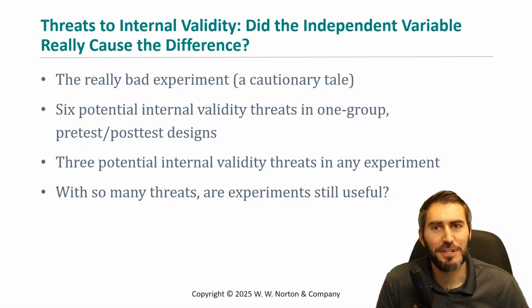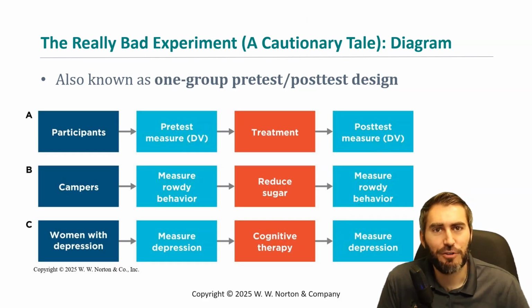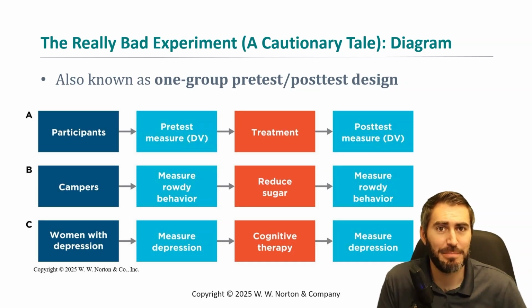So let's talk about the first main section, threats to internal validity. Listed here are the subsections we'll cover. We'll talk about an example of a really bad experiment, or a tale of what not to do. Then we'll discuss 6 of our new 9 threats that have to do with pre-test, post-test designs. Then we'll discuss the remaining 3 threats to internal validity that can be present in any study. Finally, we'll cover how to still interpret the value in a study and how to see through the field of problems. Let's start off by describing the one group pre-test, post-test design, also known as that really bad experimental design.